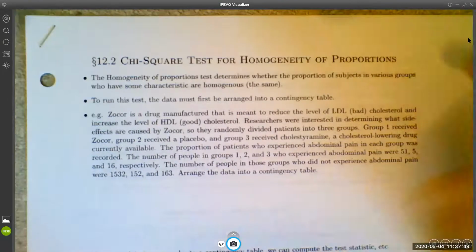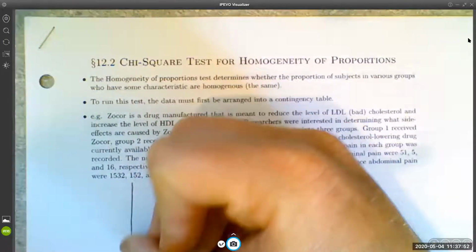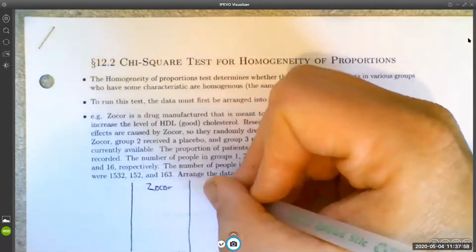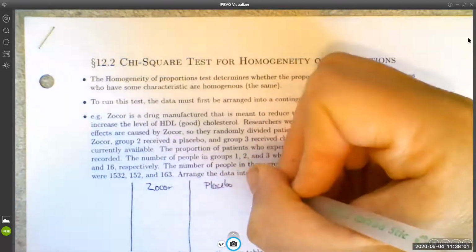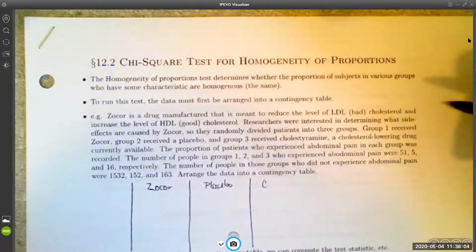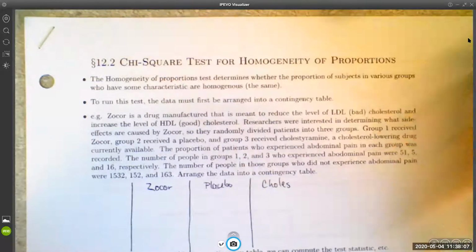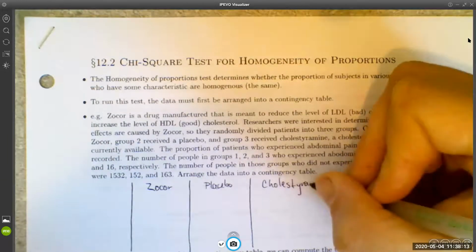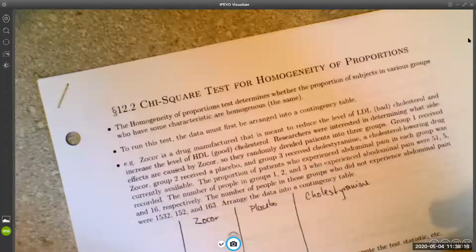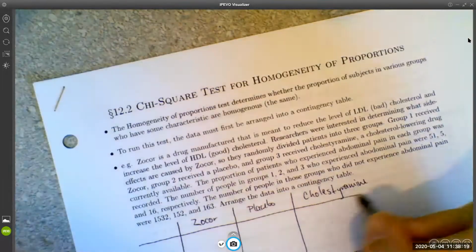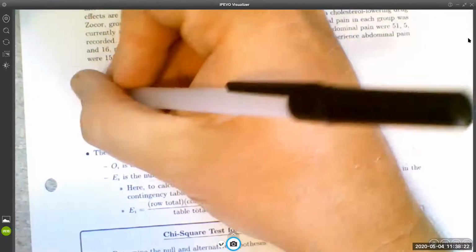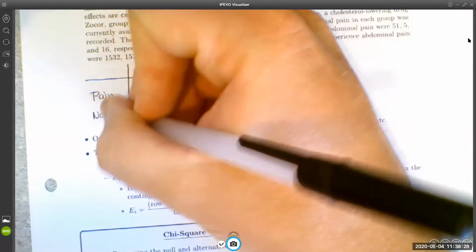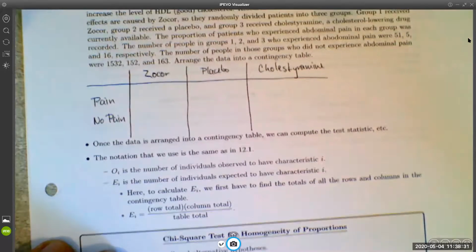Okay, so we have 3 different treatments. We have Zocor, we have a placebo, and we have cholestyramine. And then within each of those treatment groups, we have some people who experienced pain, and then we have other people who did not experience pain. So this is how we arrange our contingency table.